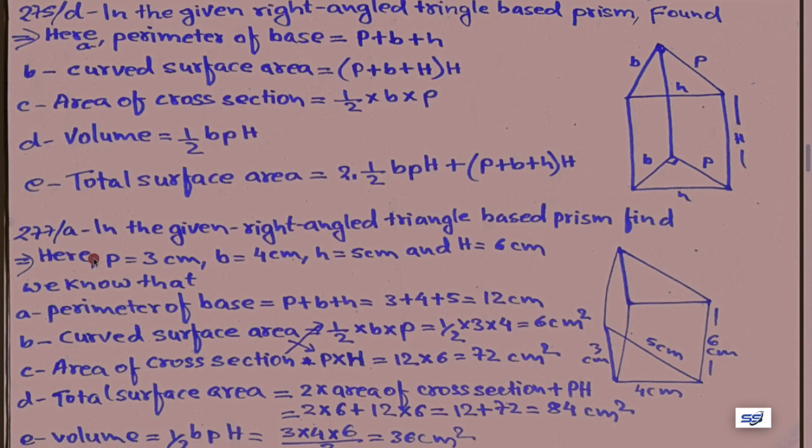Now, here question number 277 upon A. In the given right angle based prism, find here. Now from this figure we have to find certain things.